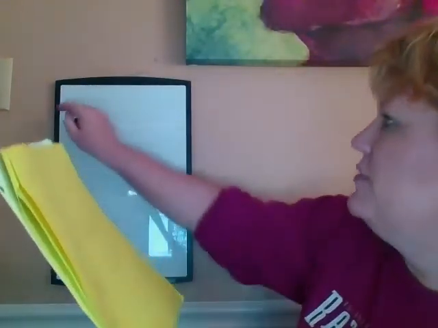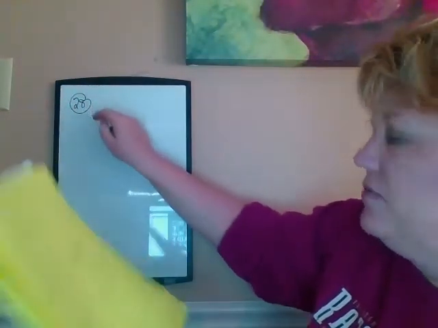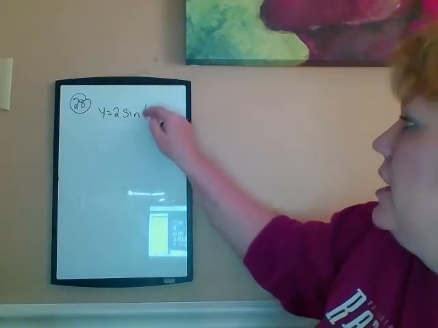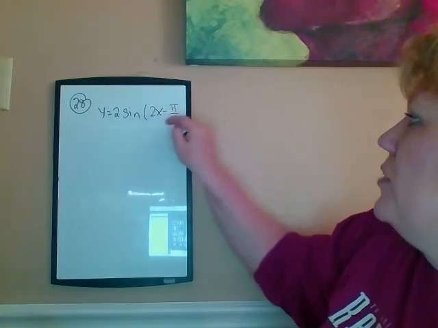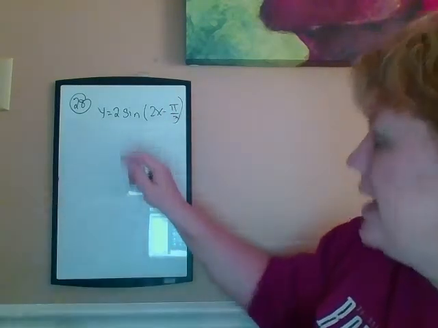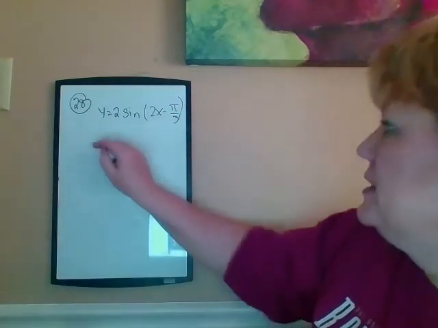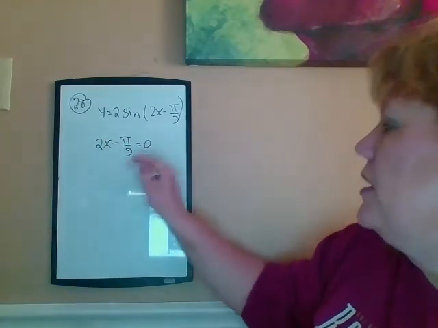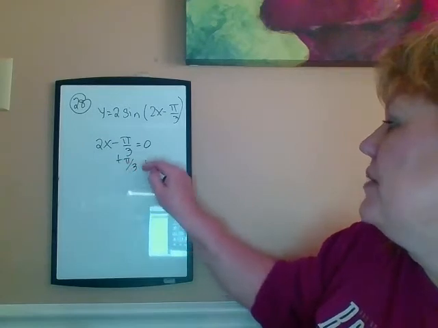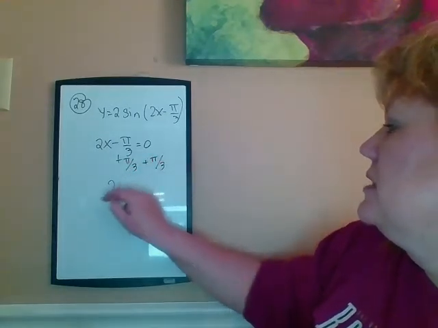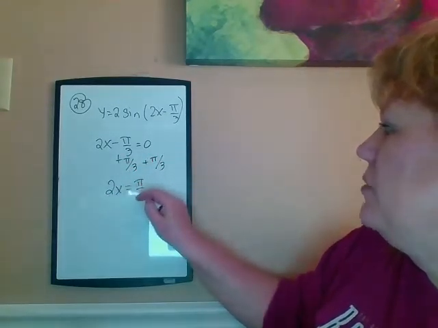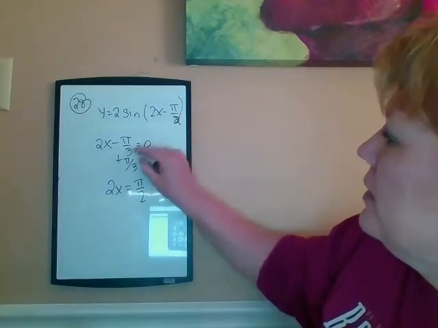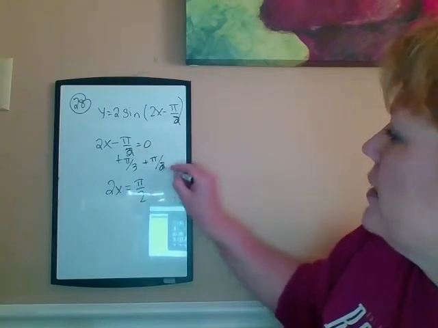28 says determine the phase shift, and the function says y equals 2 times the sine of 2x minus pi over 3. To find the phase shift, we are going to take 2x minus pi over 3 and set it equal to 0. So we're going to add pi over 3 to both sides. So it's going to say 2x is equal to pi over, that's a 3. I can't see very well in here today. That's a 3. Sorry, guys.